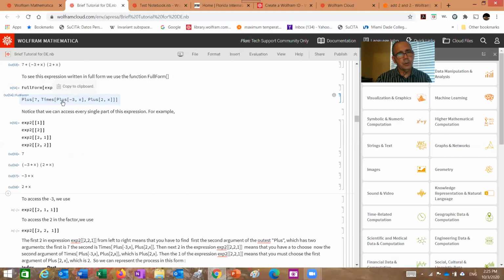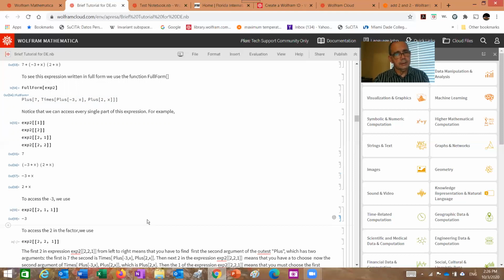It's going to be that you need to go now to the first of the 2 arguments of times, which is plus or -3, x. And then the next one tells you that out of the 2 arguments of plus, you need to pick the first one. So that's why this is going to return the -3. Let's check it. You put the cursor at any point of that line, you press Shift Enter and it returns -3.